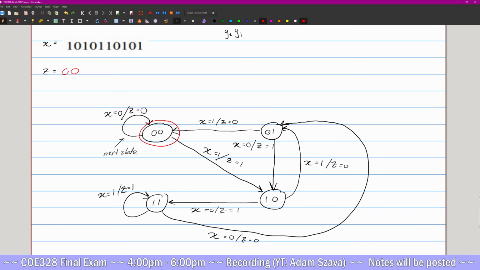I'll just do it in red so I'm not changing pen all the time. That's this arrow. I clock. I'm still in the same state. Now X is 1. We cross off as we're going here. So now X is 1, so Z is 1. Then I clock. Now I'm here. Did that one. X is 0. Z is 1.